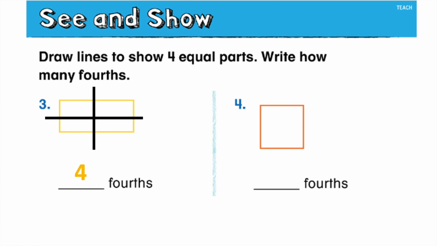For the square, I'm also cutting it top to bottom, left to right, and I made 4 fourths. Is this the only way that we can make 4 fourths? No, there's different ways. I could have also used 3 lines going top to bottom, making sure that all of the parts are equal. Awesome job, mathematicians.